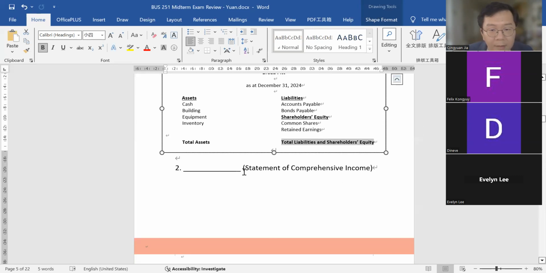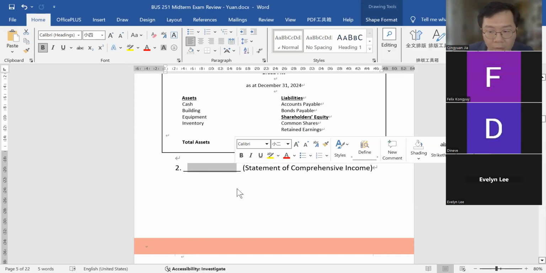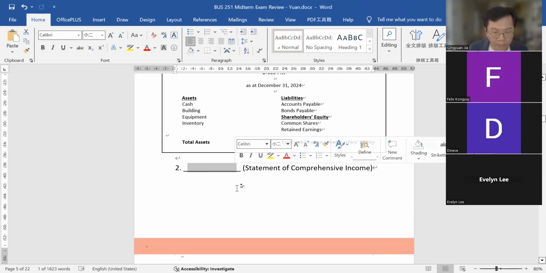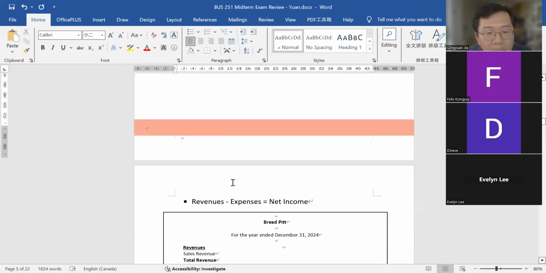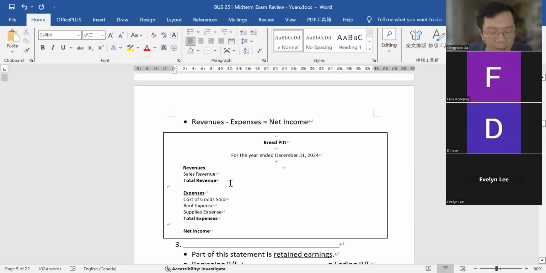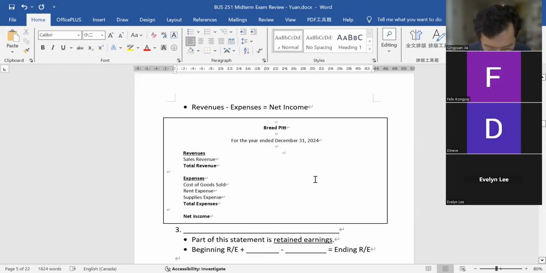And next thing, statement of comprehensive income. So what is this also called? It's called income statement. And the fundamental equation for this will be revenue subtract expenses equals net income.